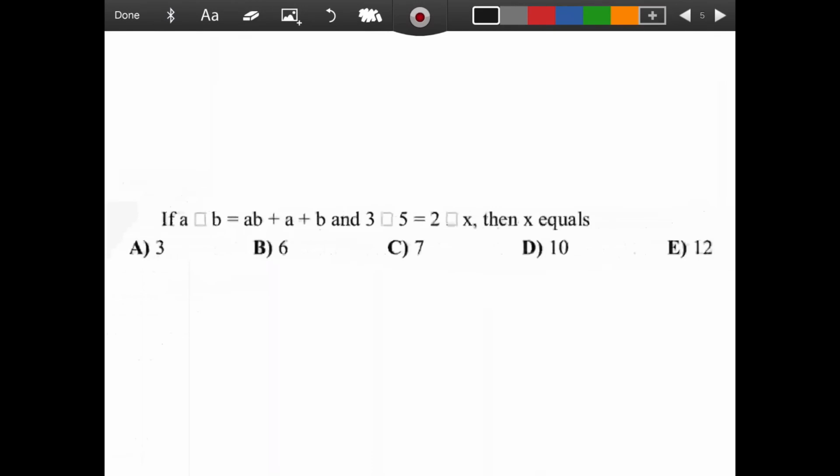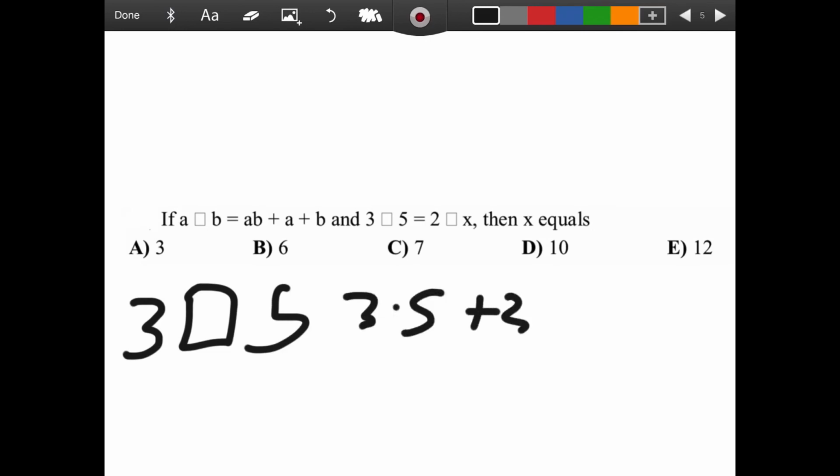Now let's try 16. If a square b is equal to ab plus a plus b, and 3 square 5 is equal to 2 square x, then what does x equal? So let's see what this question means. It means if we have a square b, we first multiply a and b, and then we add them. So let's try that with 3 and 5. So 3 square 5 basically means 3 times 5 plus 3 plus 5. So that would equal 15 plus 8, which is equal to 23.